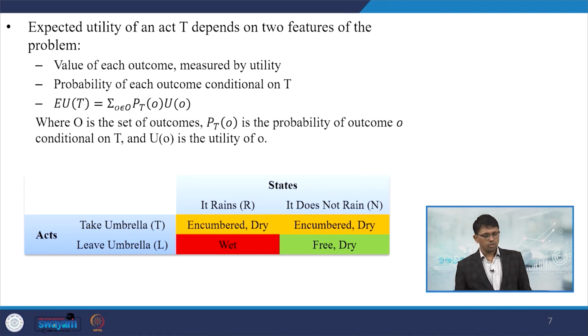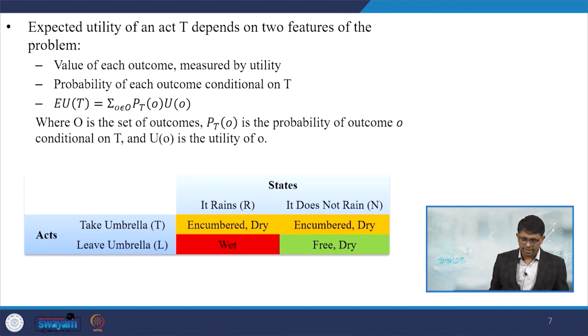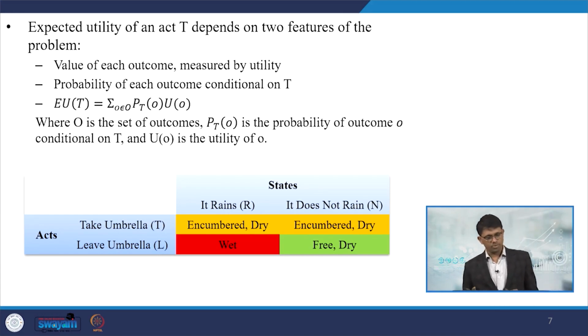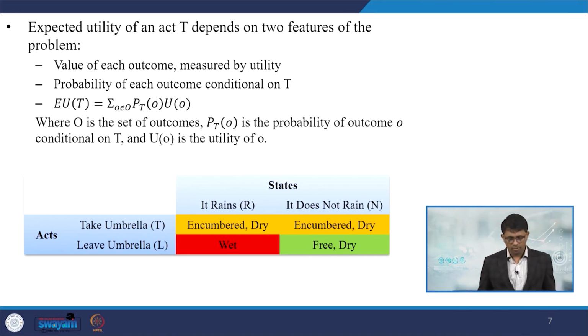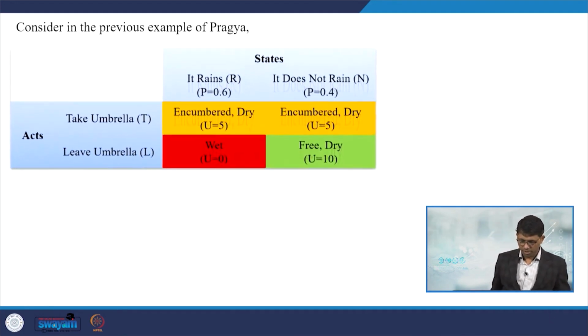So, the value of the outcome is measured by utility, along with the probability of the outcome conditional on the action being taken. Hence, the expected utility of the action is nothing but the sum of the probabilities of the outcomes multiplied by their respective utilities. Okay, so I think you can follow between the lines.